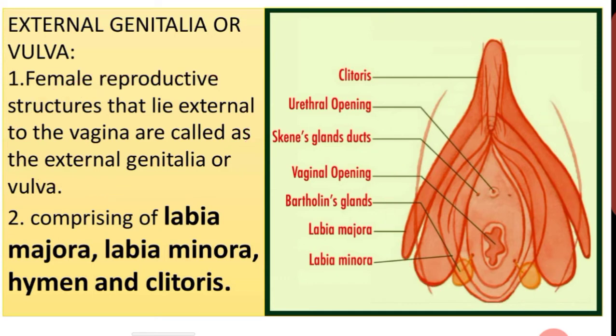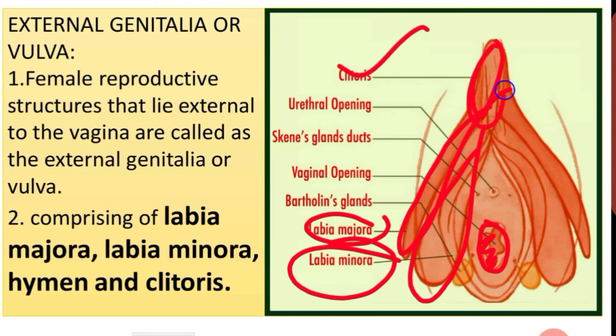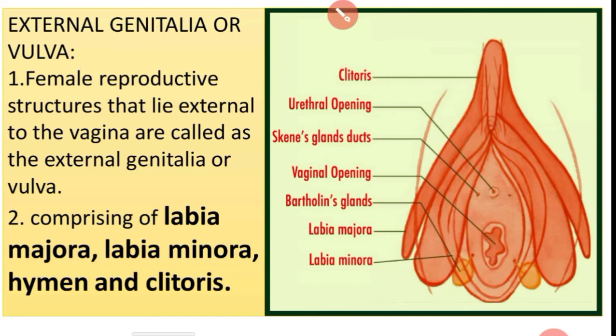Yes, comprising the following parts: labia majora. See, this is actually the labia majora. Then labia minora, the innermost muscular folding, labia minora, then hymen. Just now I told you that the vaginal opening is covered by a thin tissue called the hymen. Then clitoris. See, this is the clitoris part. Clitoris, the topmost part. These are the parts present in the external genitalia, right?